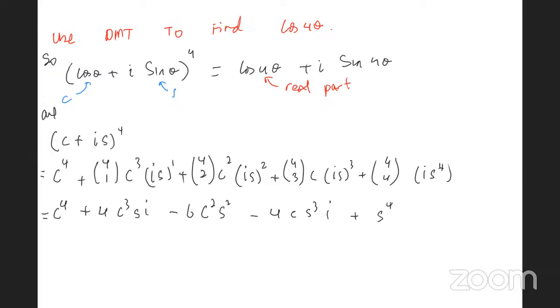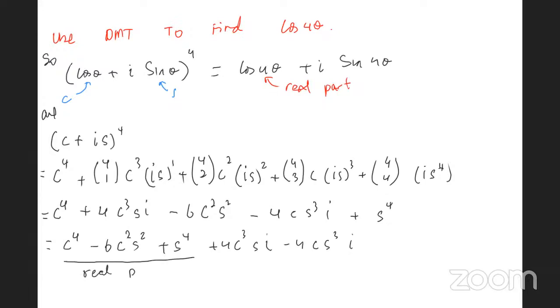Okay, so I'm just going to separate the real and the imaginary. So this is C to the 4 minus 6C squared S squared plus S to the 4, plus 4C cubed S i minus 4CS cubed i. So this here is the real part. That's the real part there.